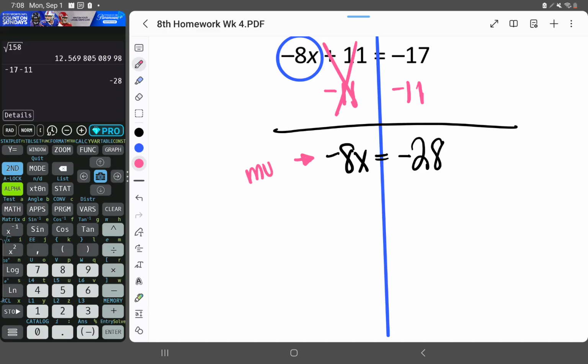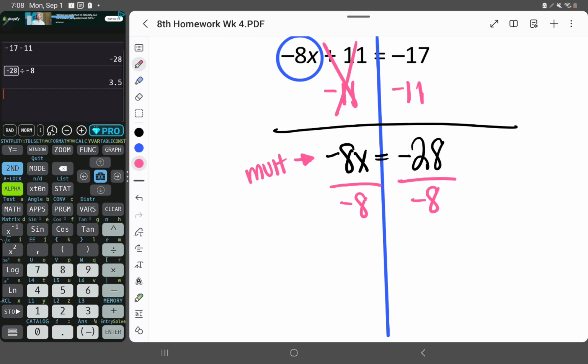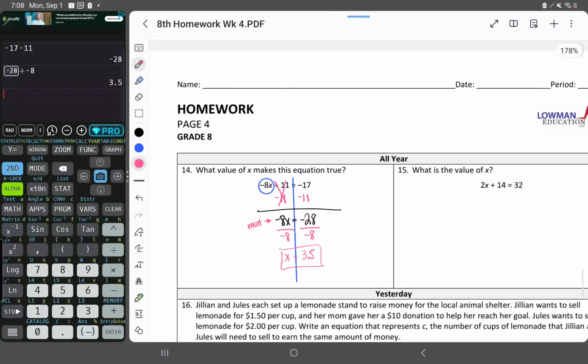And then at this point, I ask myself what operation is happening between negative 8 and x, which is multiplication. And how do we get rid of multiplication? Division. So we divide both sides by negative 8. So I just had negative 28 in my calculator, so all I have to do is press divide and then negative 8, and that gives us x equals positive 3.5 because a negative divided by a negative is a positive.